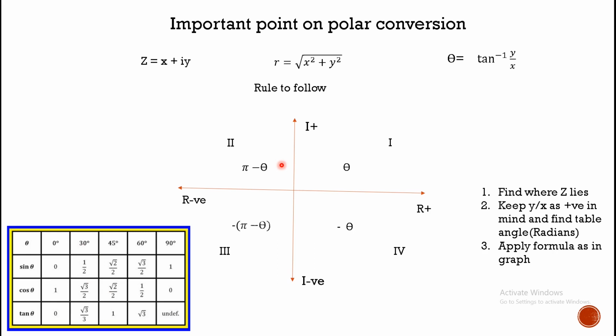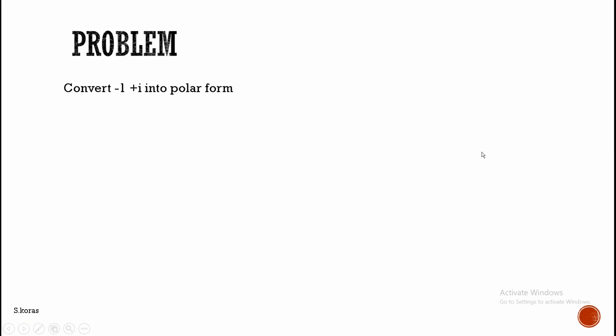Now let us try to do a problem, then you can easily understand things. Convert -1 plus i into polar form. How to convert it? As I told you already, first of all you have to find where this complex number occurs. That you must note.